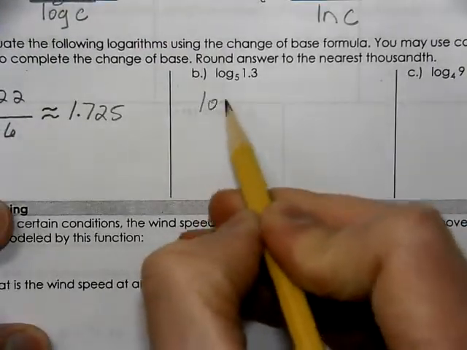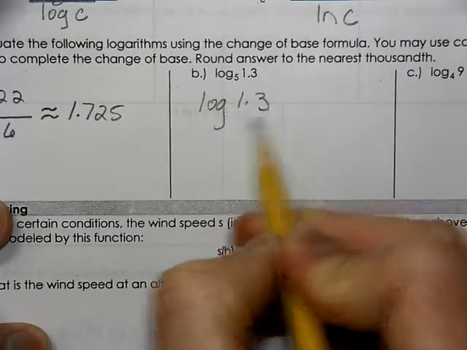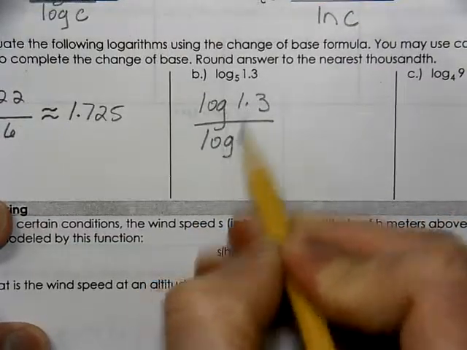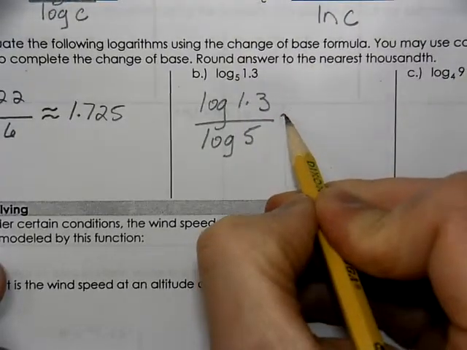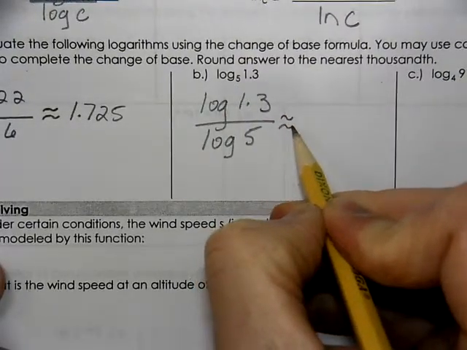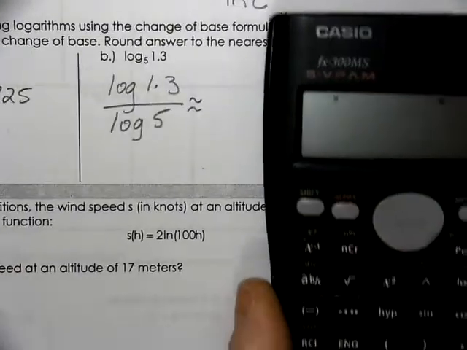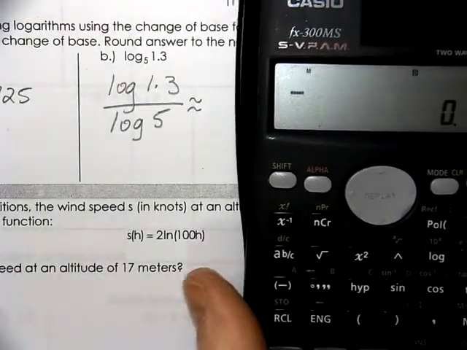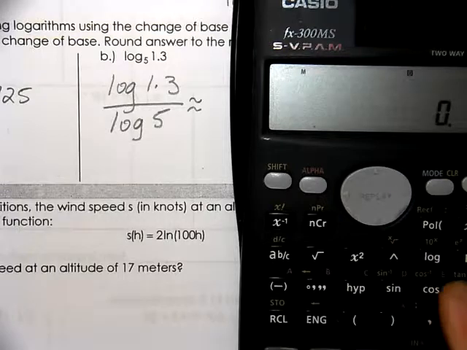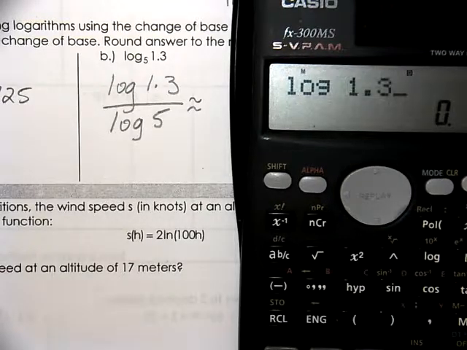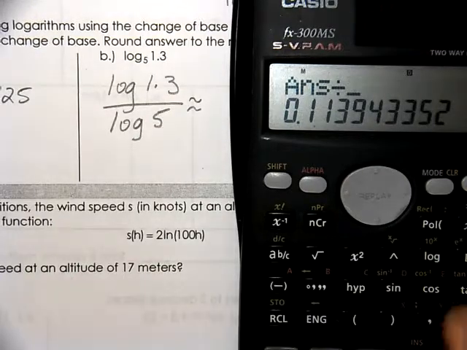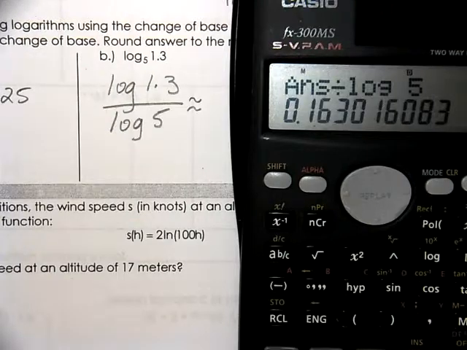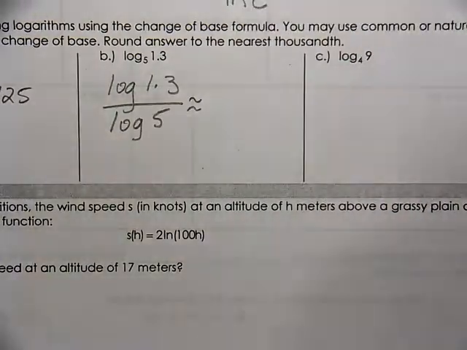So we're going to find the log of 1.3 over the log of 5. And that should be approximately log of 1.3, that gives us that number, divided by the log of 5, gives us 0.163.